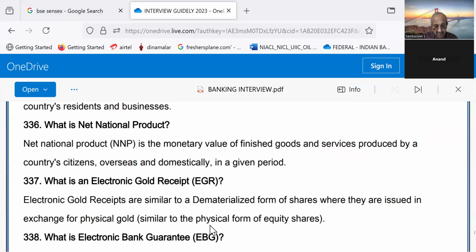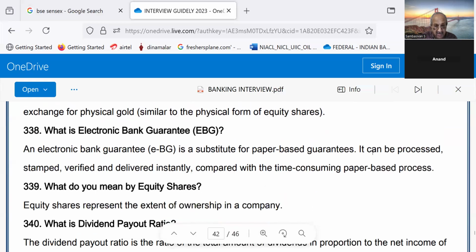What is an electronic gold receipt (EGR)? Electronic gold receipts are similar to dematerialized forms of shares, where they are issued in exchange for physical gold, similar to the physical form of an equity share. Good. What is the next one? Electronic bank guarantee. What is electronic bank guarantee (EBG)? An electronic bank guarantee is a substitute for paper-based guarantees. It can be processed, stamped, verified, and directly delivered instantly, compared with the time-consuming paper-based process.